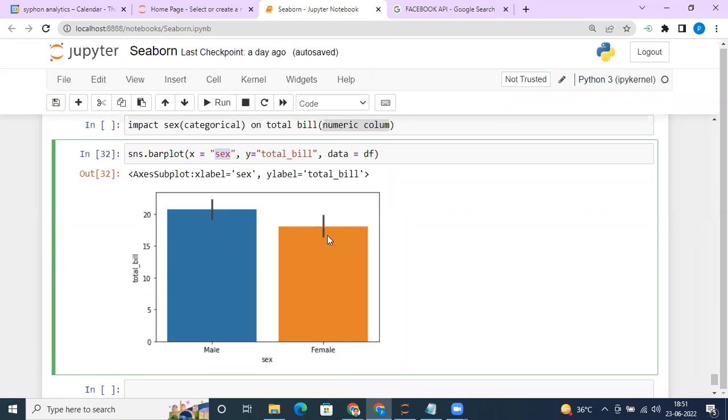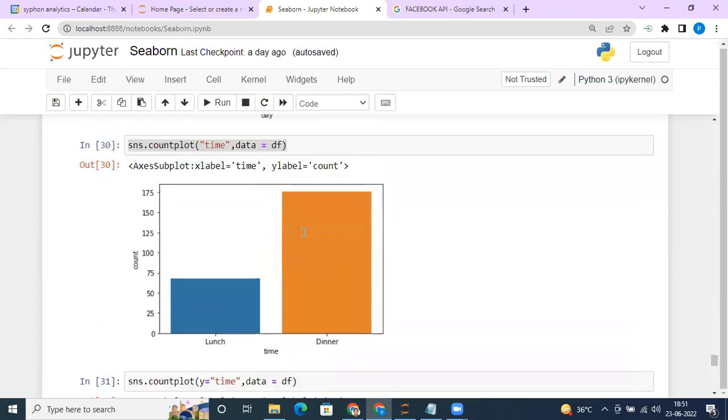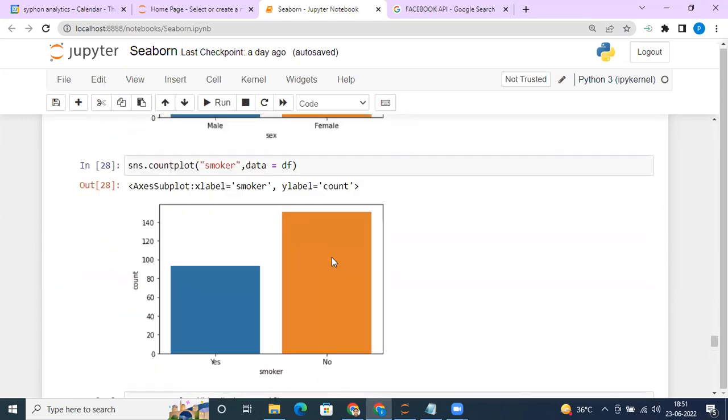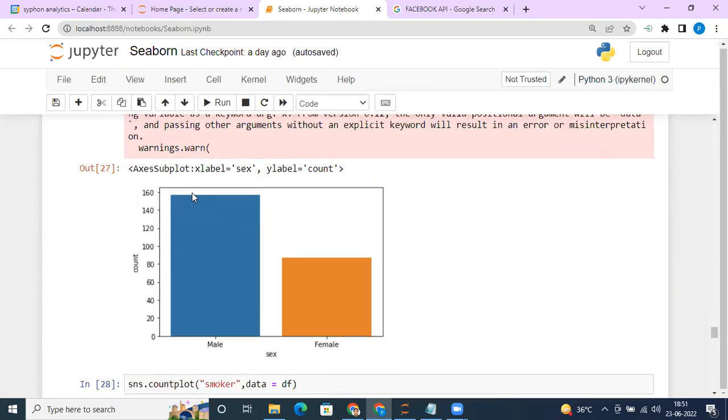And of course, don't come to the conclusion immediately. Why? The reason is obvious. See here, males are larger in number, right? So when you find the average, of course it will be impacted. But don't rush to any conclusion. Always analyze every possibility.